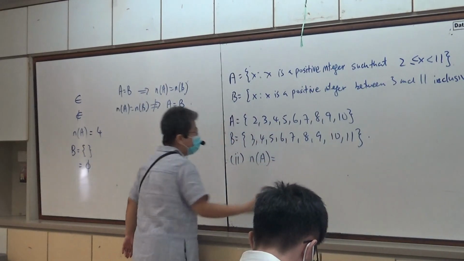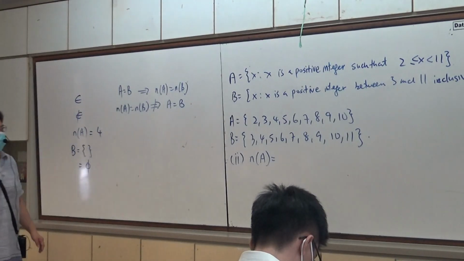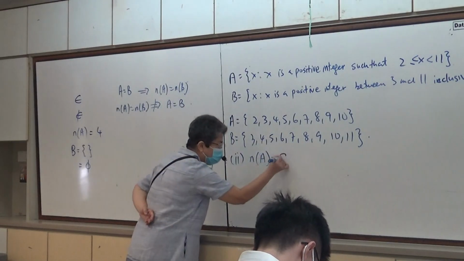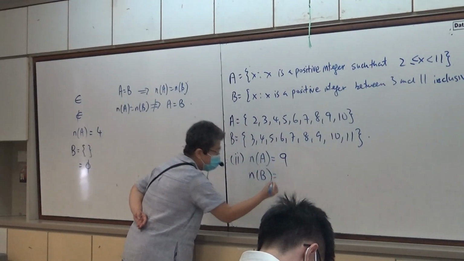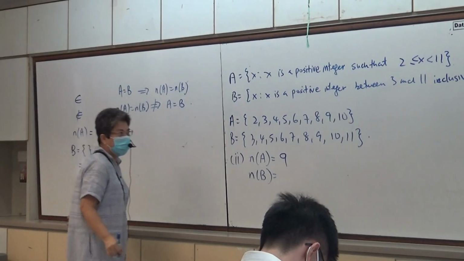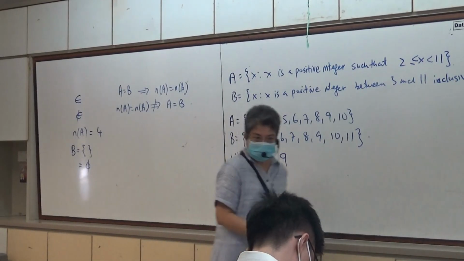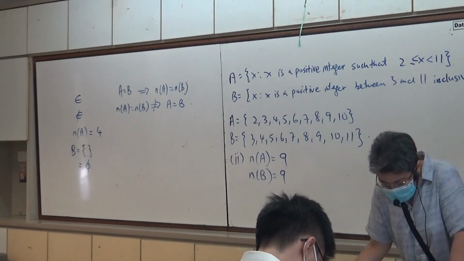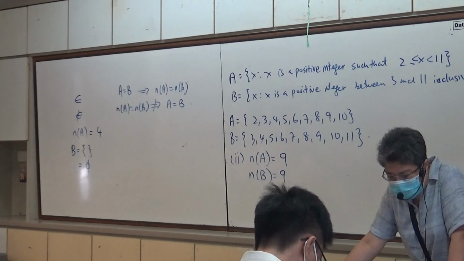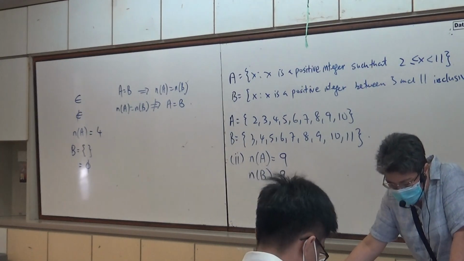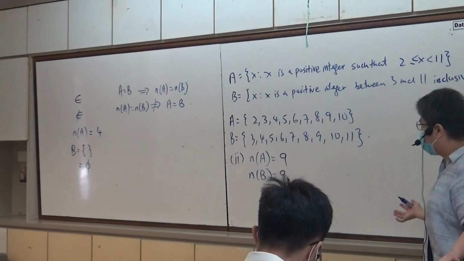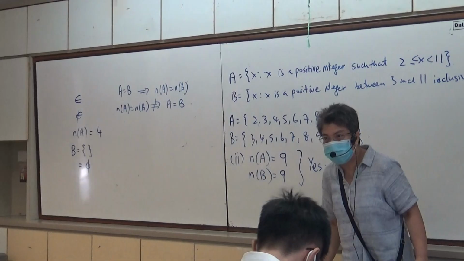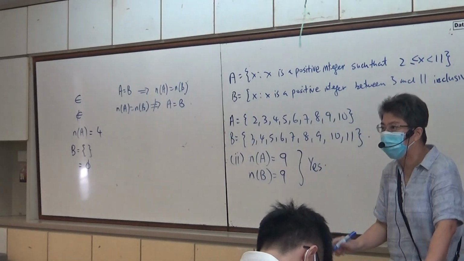Okay, now, then what did part 2 ask for? What is the number of elements in A? All of you count. How many elements in A? 9, okay. What about the number of elements in B? Also 9, right? Everybody clear about that? That's how we do it, okay? Now, is the number of elements in A equal to the number of elements in B? Of course, the answer is yes, because there are only 9 elements. Correct?